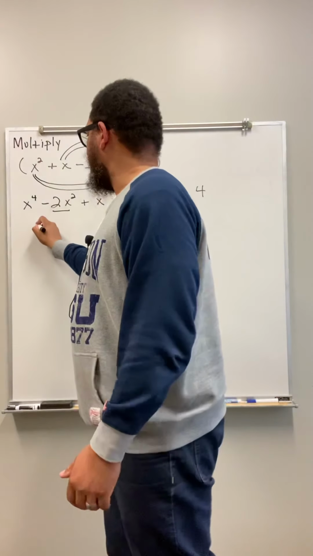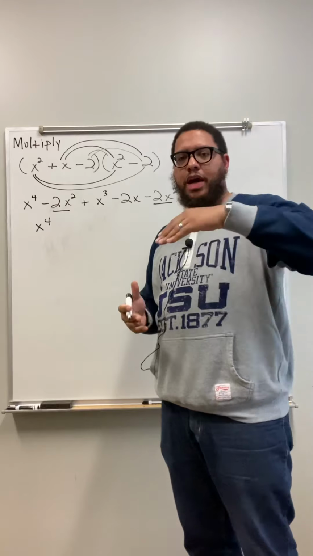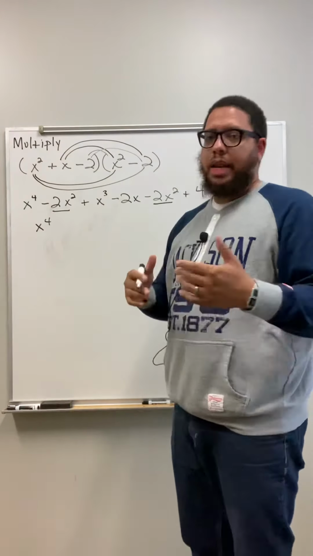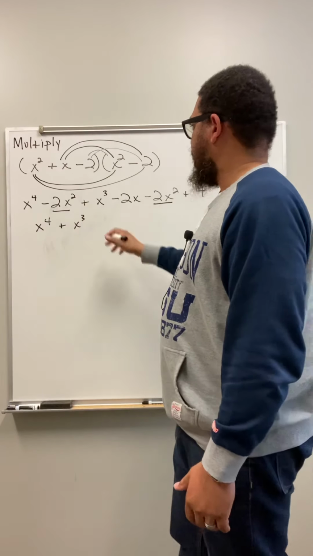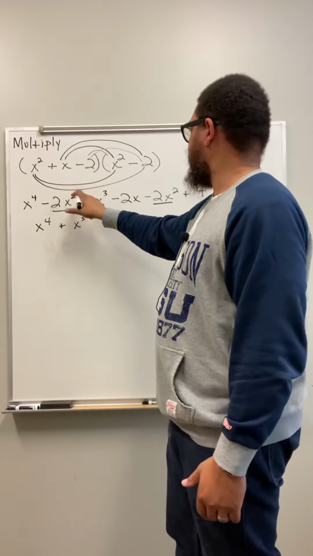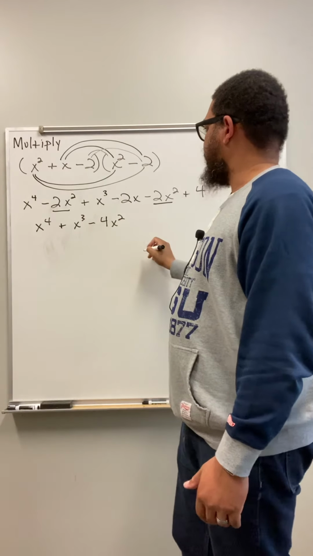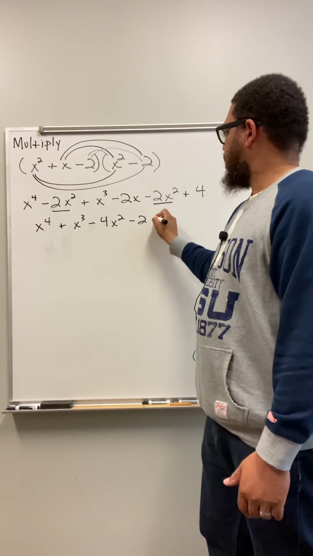So all we got to do is write x to the 4th. And then usually when we write these expressions, we write the terms in the order of descending value of the exponent. So meaning my first term is going to have the biggest exponent. My next term is going to have the next biggest exponent. So here we go, x to the 3rd. And then I deal with my terms that have a 2 exponent. So negative 2x squared minus 2x squared is minus 4x squared. And then we go to negative 2x right there.